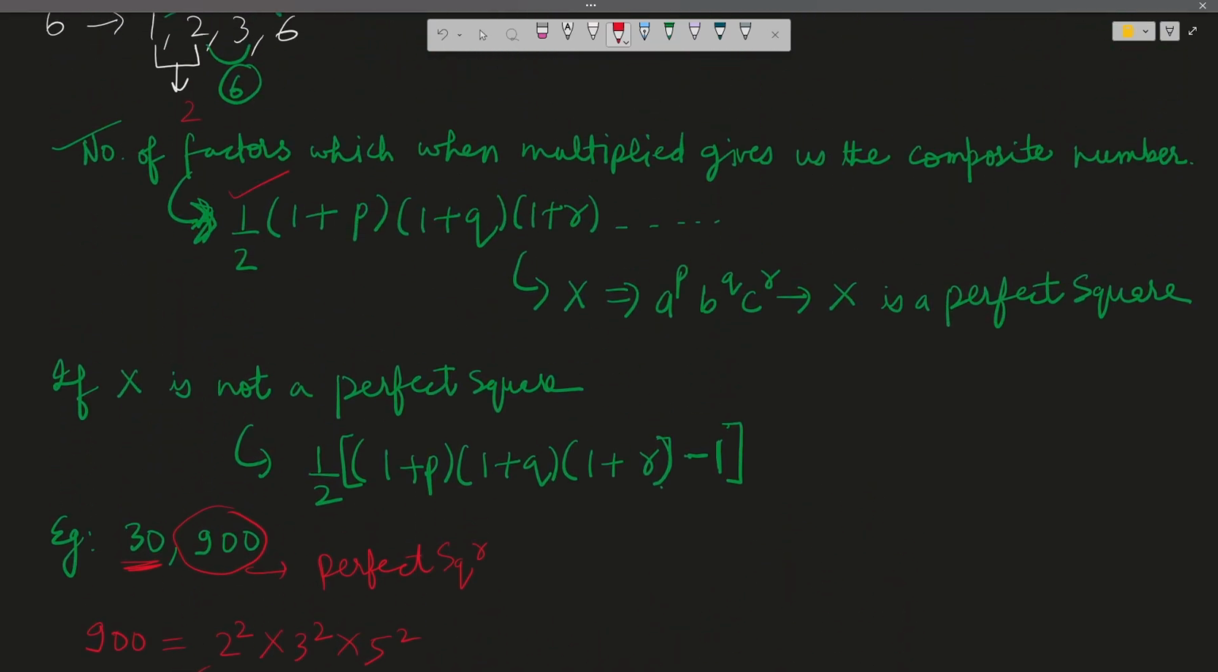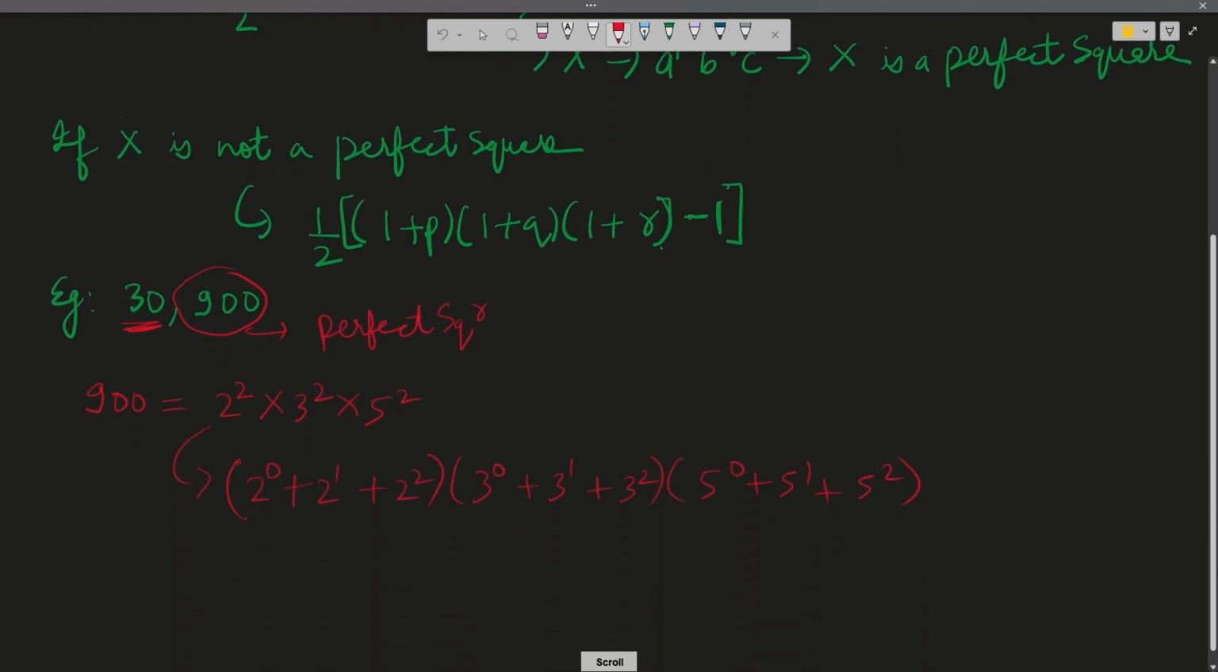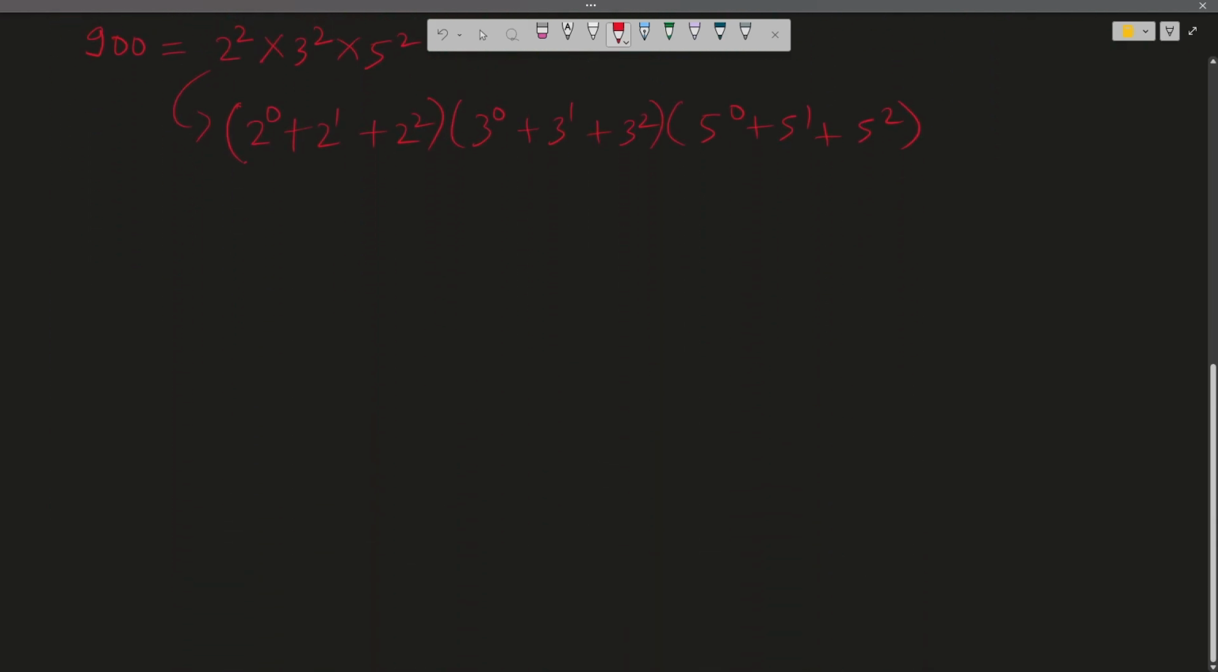Now, because 900 is a perfect square, we should achieve this type of formula. To get to this formula, we will be doing multiplication. I know that this multiplication will be a very long process, so I will skip that part by writing the whole multiplication values.